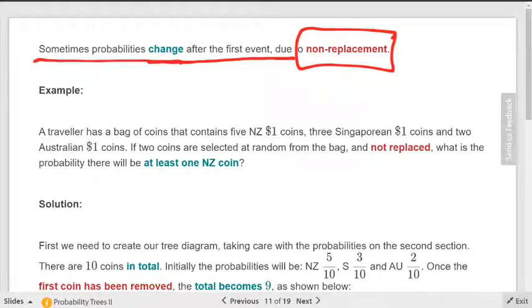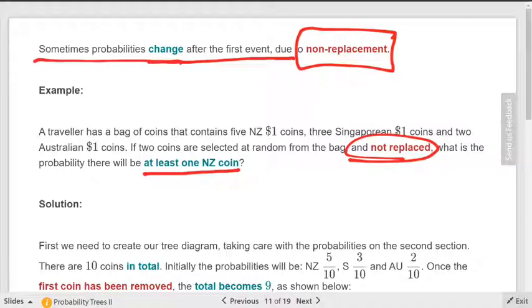So we're going to look at an example here. We're just going to run through this pretty quickly so you can do this. A traveler has a bag of coins that contains 5 New Zealand $1 coins, 3 Singaporean $1 coins, and 2 Australian $1 coins. If 2 coins are selected at random from the bag, and what's the key there? Not replaced. What's the probability that there's going to be at least 1 New Zealand coin? So first we're going to create our tree diagram.